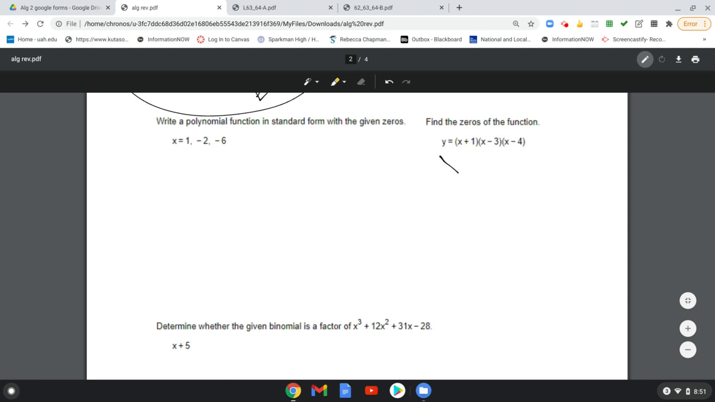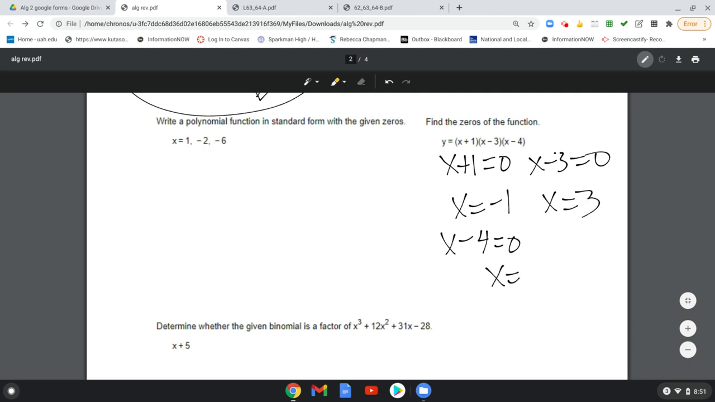It says find the zeros. So I'm going to take each factor, set each factor equal to 0, and then I'm going to solve each factor, and that will give me my zeros. So I have 0 at -1, 0 at +3, and the third one is at +4.